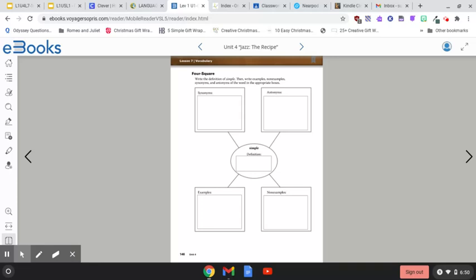However, we have been talking about non-examples. What are some non-examples of steady? What are some things that are irregular? Due dates are often not steady because they change. Fire drills are not steady because they are a surprise. Some are even unplanned. The word steady was used in the passage Jazz the Recipe.